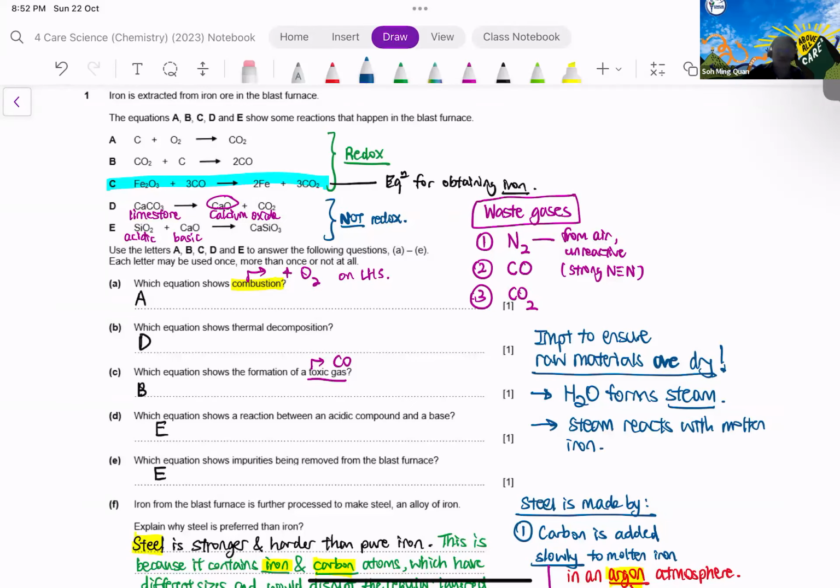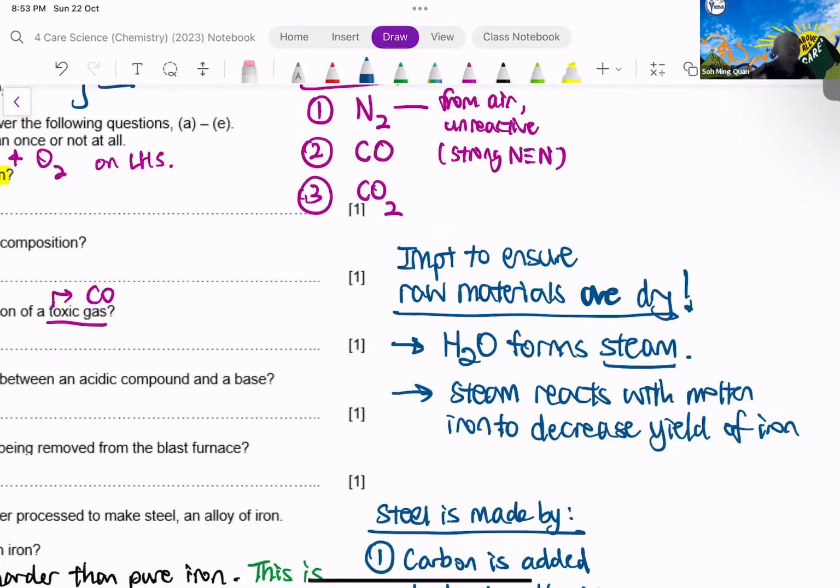All right. So can you imagine if the raw materials are wet, there is steam. The steam then reacts with molten iron. Now, this may not seem like a bad thing, right? However, if the steam reacts with molten iron, it will decrease the yield of the iron. Means how much iron you get will decrease because the iron is formed and then it reacts with steam. So it doesn't stay as iron.